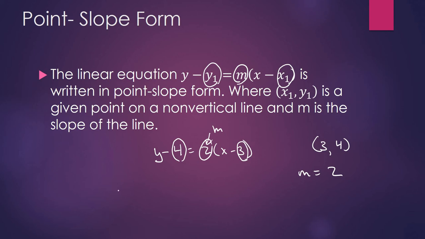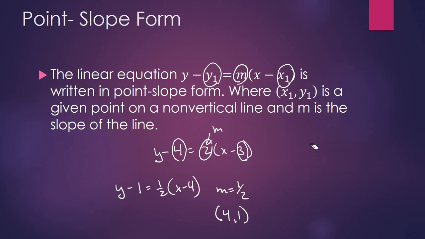So what if I had the equation y minus 1 equals 1/2 times x minus 4? You could tell me that that's a line with a slope of 1/2 that goes through the point (4, 1). Okay, I'm going to show you one more, and that's when we'll talk about this minus sign in the equation.